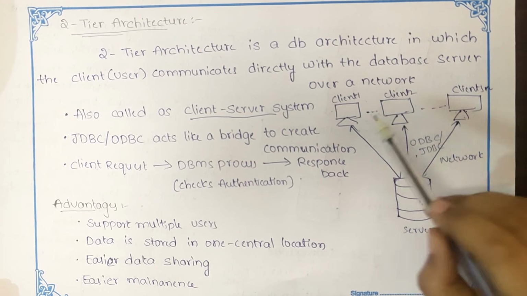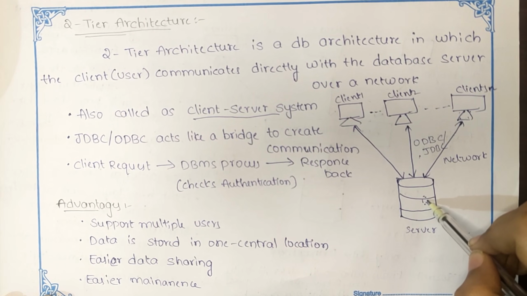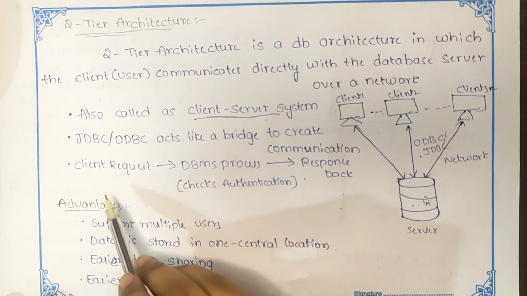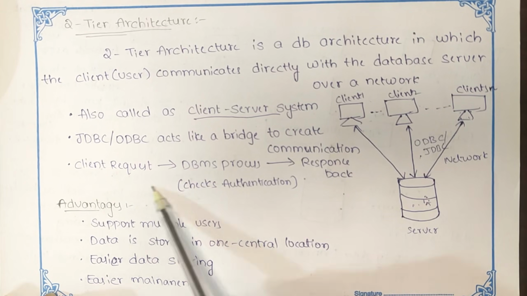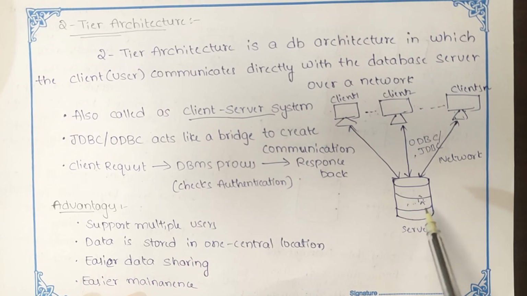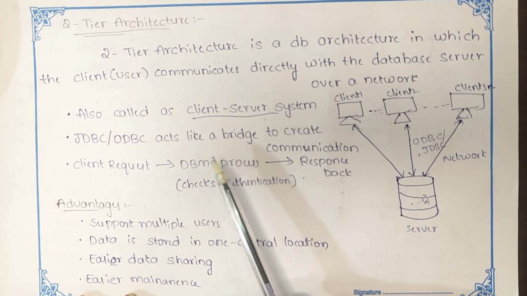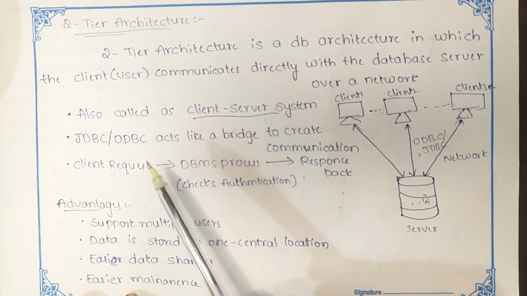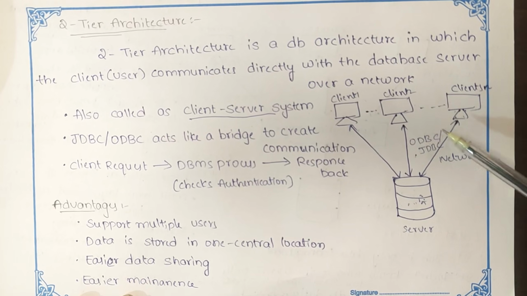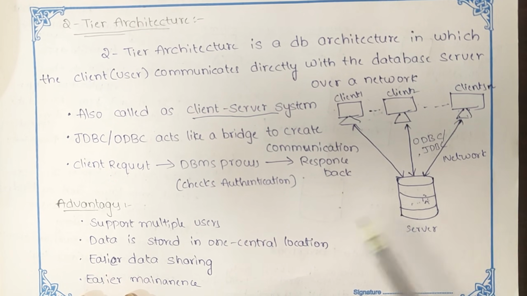Here the client sends a request to the DBMS server. The server understands whether the user is authenticated or not. If the user is found authenticated, then it gives a response back to the client. In short, the client requests, the DBMS processes it, checks whether the user is authenticated, and then gives the response back to the client. Here JDBC stands for Java Database Connectivity and ODBC stands for Open Database Connectivity. These are both APIs which act like a bridge between client and server, so the data is transmitted from the client to the server in an easy format.